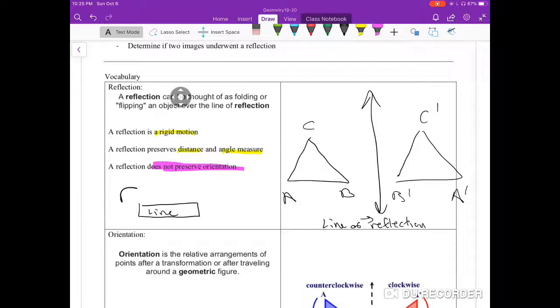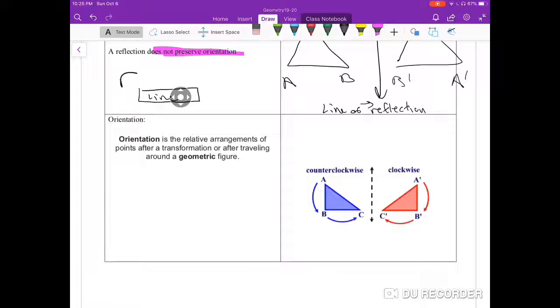All right, so orientation. Orientation is the relative arrangement of the points after a transformation or after traveling around a geometric figure. The best way that I like to describe orientation is the order of the points if you're going either counterclockwise or clockwise. What you'll notice is in this image, if you start at A and work your way counterclockwise, you go from A to B to C. Now, in order to have this same exact order in this other triangle, you would have to go in the opposite direction. You have to go clockwise in order to get that same order.